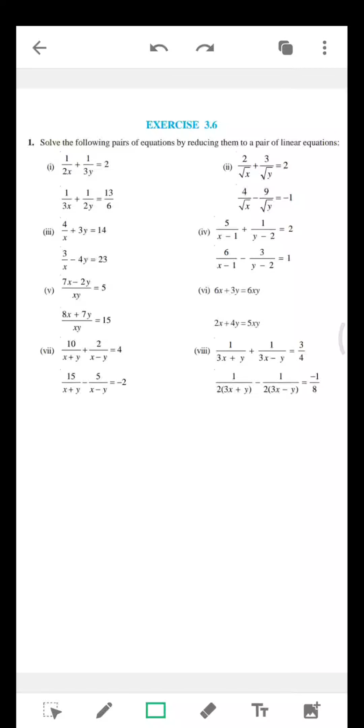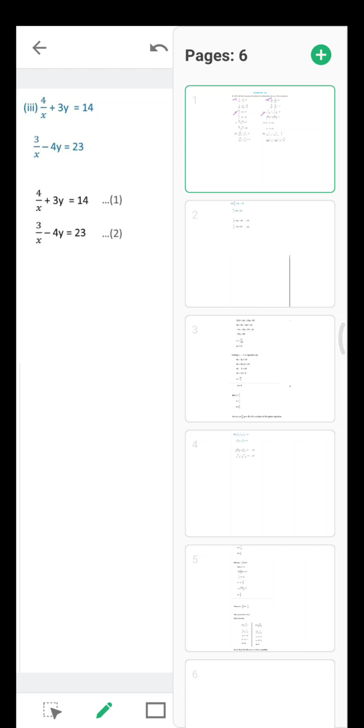Welcome back everyone. In today's session we are going to see third and fourth bit of exercise 3.6. In the last session we have seen first and second bit. The same method we have to follow for the whole exercise. So in this question also we are going to assume and try to solve these equations for finding x and y. Let's begin with the third bit.